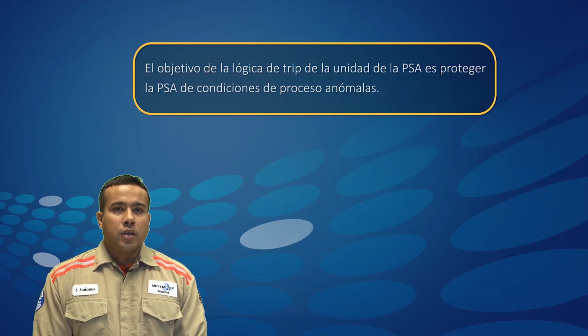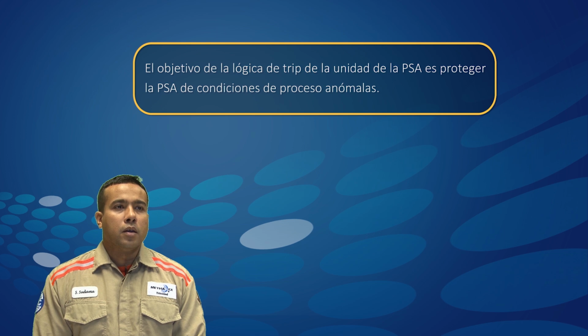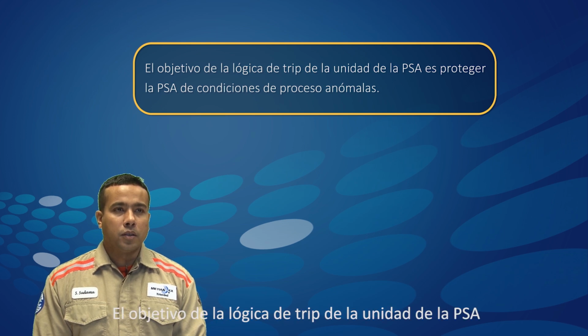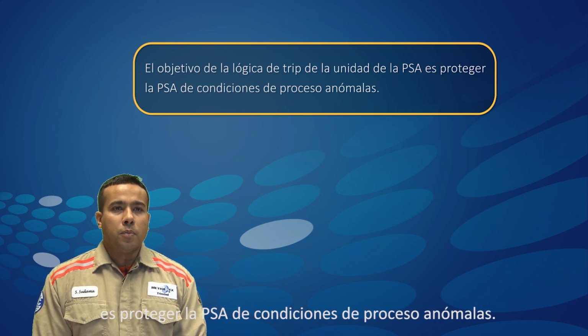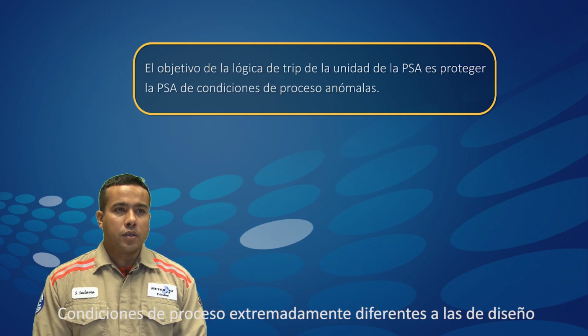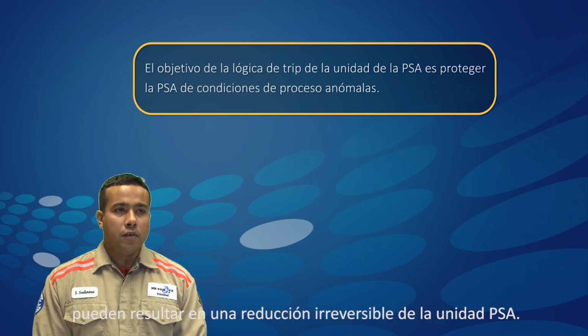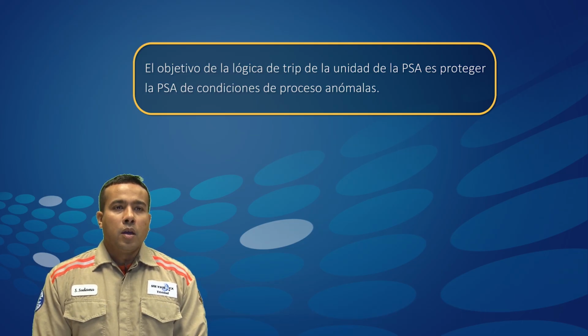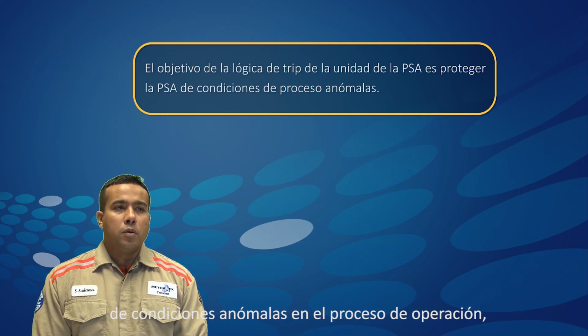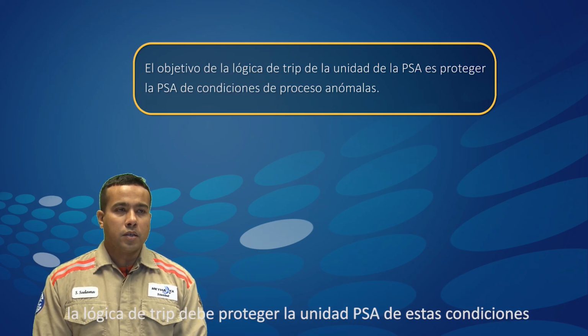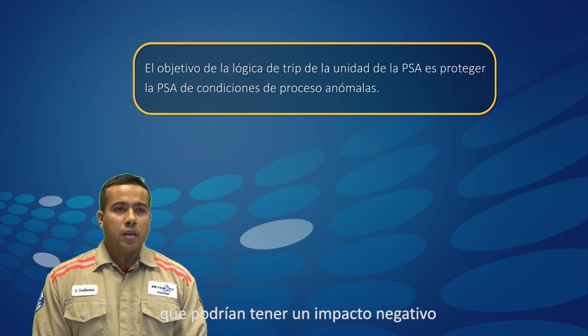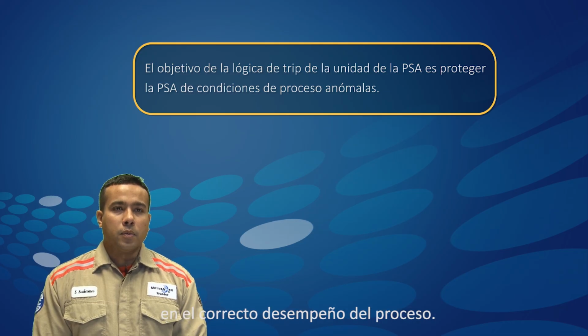The PSA is designed with a shutdown logic control loop. The objective of the PSA unit trip logic is to protect the PSA from abnormal process conditions. Process conditions extremely different to design conditions might result in an irreversible reduced process capacity of the PSA unit. Based on the expected impact of abnormal process conditions on process operations, the trip logic must protect the PSA unit from conditions which might have a negative impact on process performance.